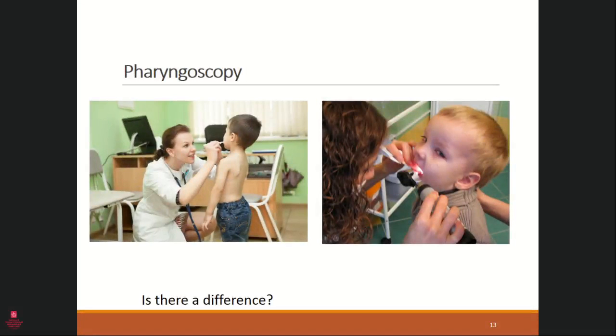Please look at these two slides. Please note, in the picture on the left, the doctor is not using a medical flashlight. This is wrong. Be sure to use a light source. Inspection is carried out with a spatula.